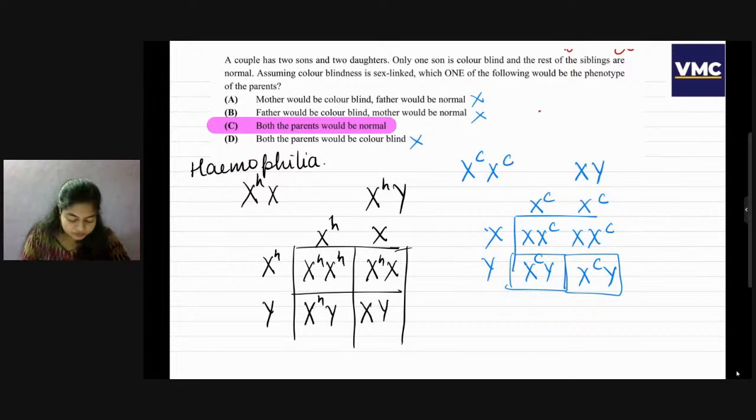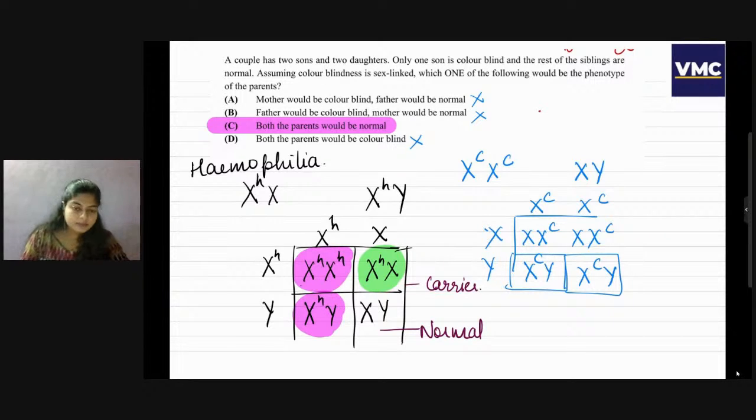दिस डॉटर इज हेमोफीलियक. ओके, ये हेमोफीलियक है. ओके, दिस डॉटर इज हेमोफीलियक. दिस वन इज अ कैरियर. ओके, ये तो कैरियर है. ये सन जो है वो हेमोफीलियक है एंड दिस सन इज एब्सोल्युटली फाइन, नॉर्मल. Okay, this one is normal. This one is carrier.